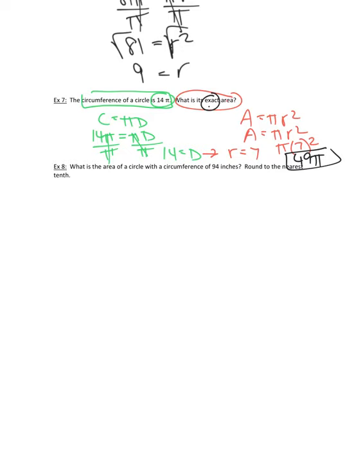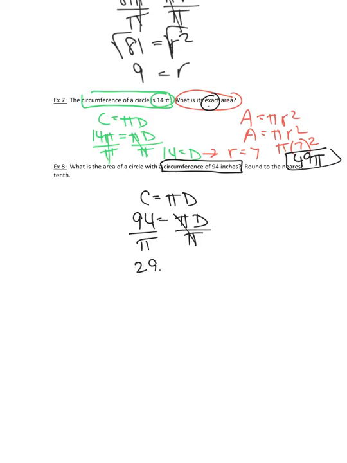Okay, and then example 8, our last one, is what is the area of a circle with a circumference of 94 inches? Round to the nearest tenth. So they're giving me a circumference of 94. So I'm going to go to my C equals pi d formula, and I'm going to put 94 under the C, and I'm going to find out what the diameter is. I'll divide both sides by pi. This time I need the calculator. I'm going to divide 94 divided by the pi key. I get 29.92. Now this is a decimal that I'm just kind of rounding.